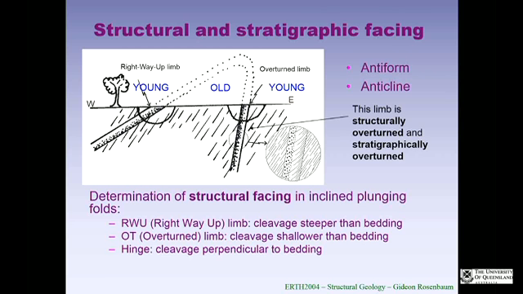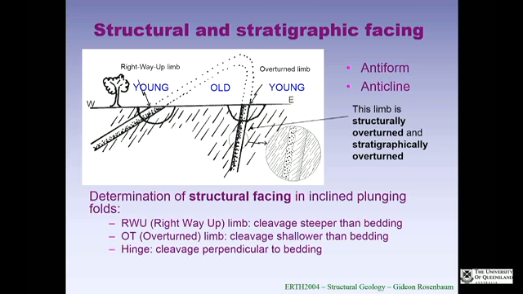Okay, so the structural facing is what we call the actual structure, regardless of the stratigraphy. And structurally, this limb is right way up, this limb is overturned. And that is because the bedding here is steeper than the cleavage. Stratigraphically, this limb is right way up, this limb is overturned, and that is because the younging is going downward in the overturned limb. Does this make sense at all?